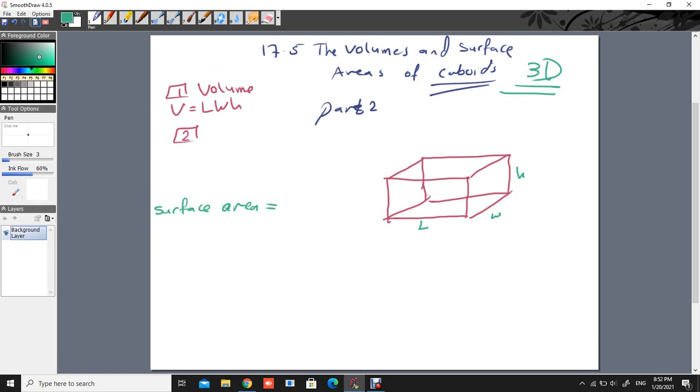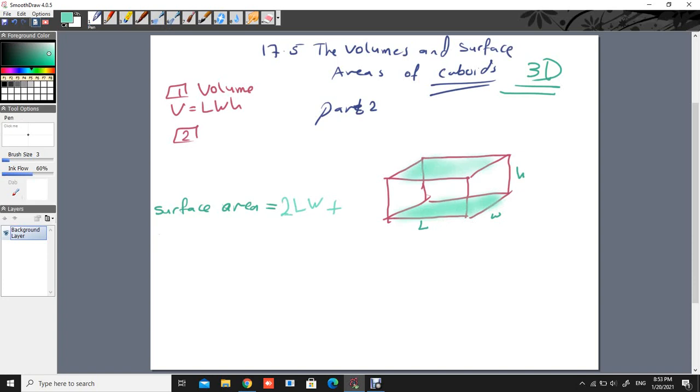Now the surface area equals, let's take the first rectangle, the ground. This is how we can find the area of this rectangle: length times width. But here we have 2 congruent faces, so that's why 2 times length times width plus.